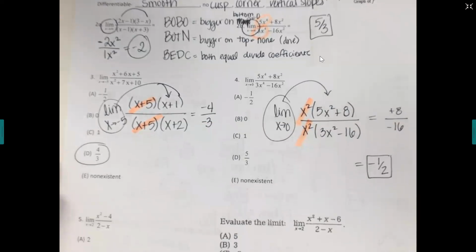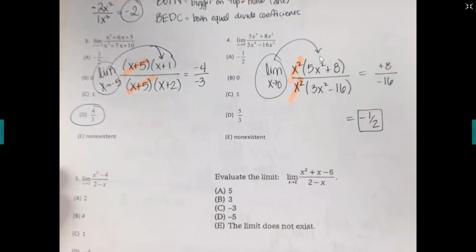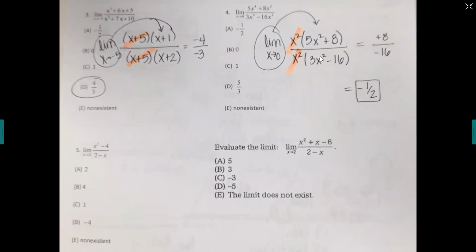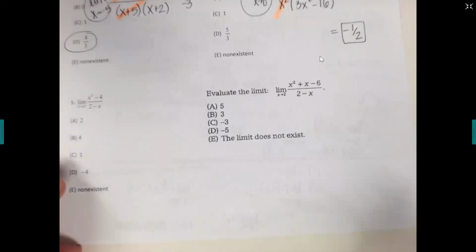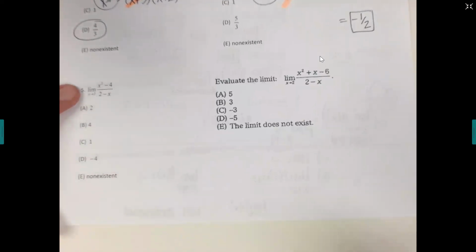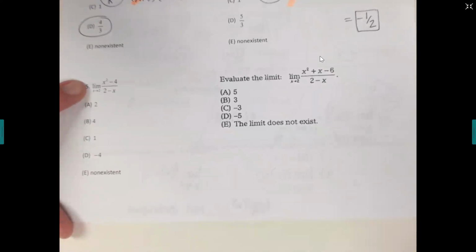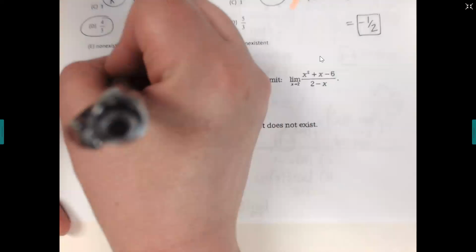Take a look at the next one. Okay, this one ends up being a little bit weird. We went over this long ago, but let's see what we remember. Can I plug in 2 right now? No, because I end up with 0 on top and 0 on bottom. Not going to work. So how can I factor the top of this?